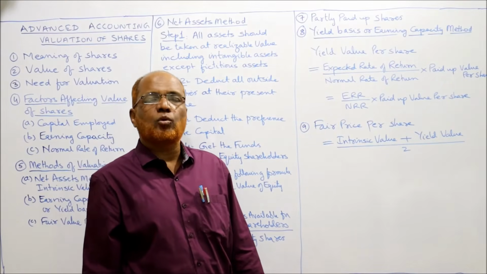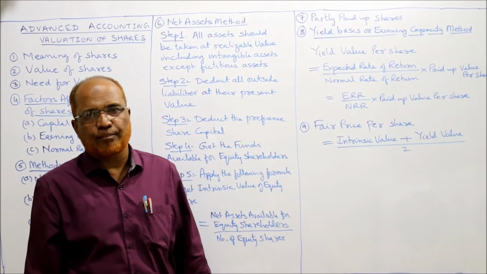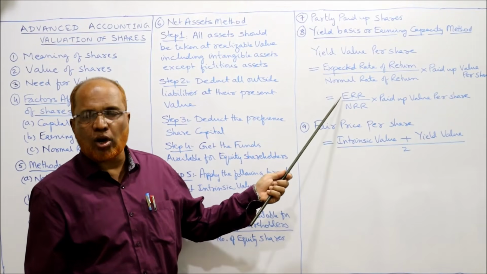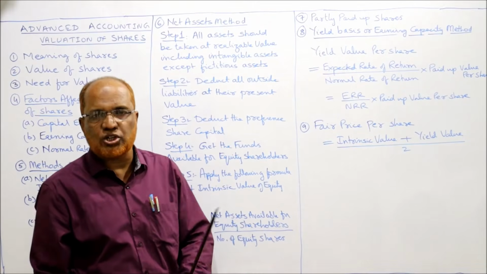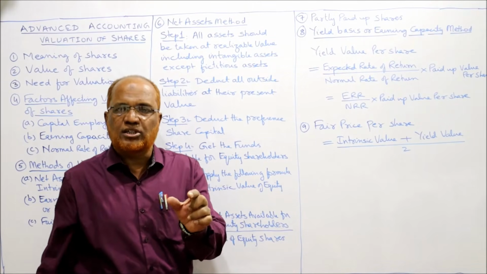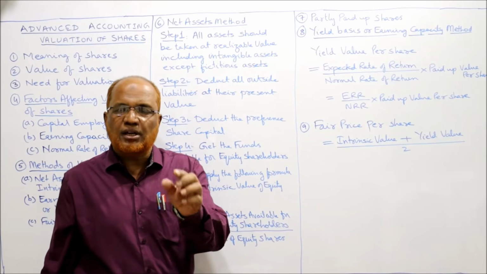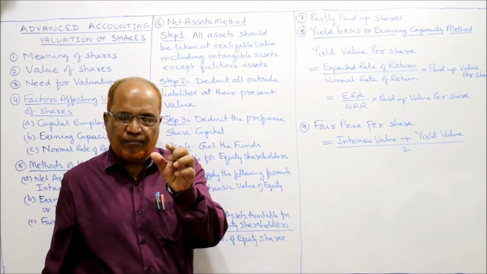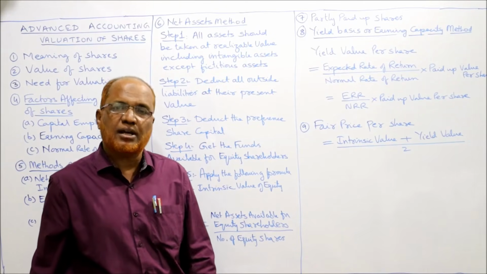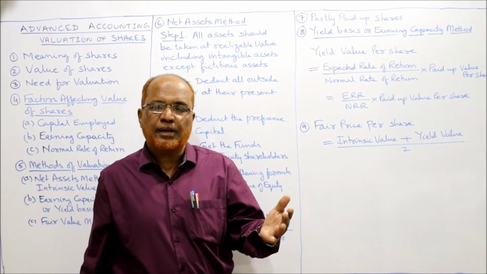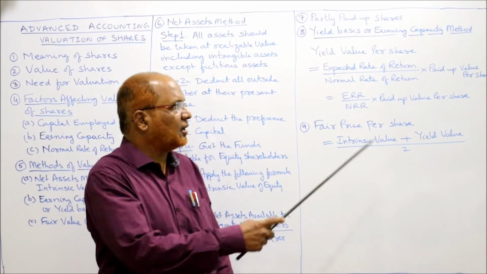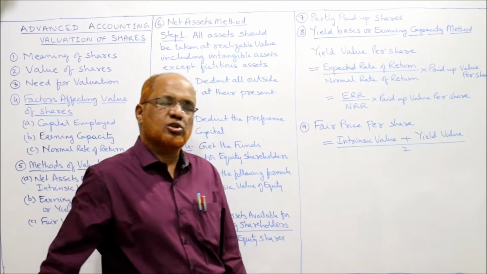By applying this formula we get the yield value of share. So what is the yield value? Expected rate of return divided by normal rate of return into paid up value per share. Now in the problem, the NRR, the normal rate of return, is given in every problem. What do we mean by normal rate of return? The rate of return which is earned by other organizations, similar companies. The rate of return that similar companies are earning is called NRR. This is given in the problem. And paid up value per share will also be given in the problem.